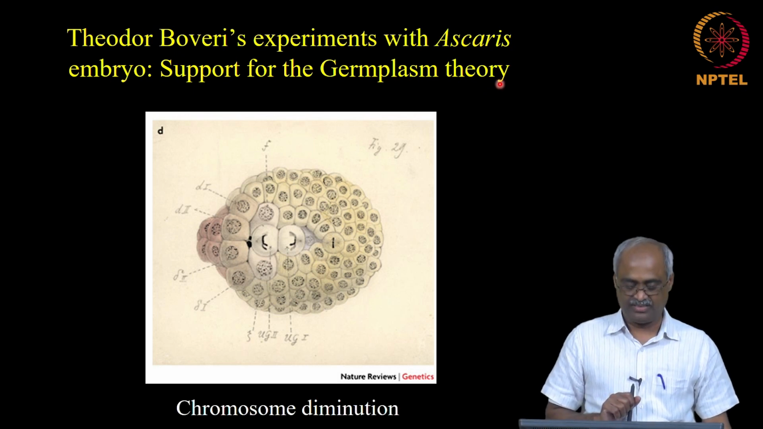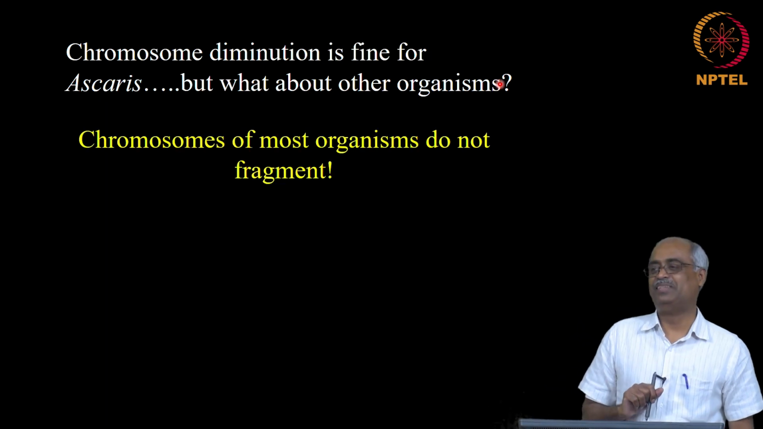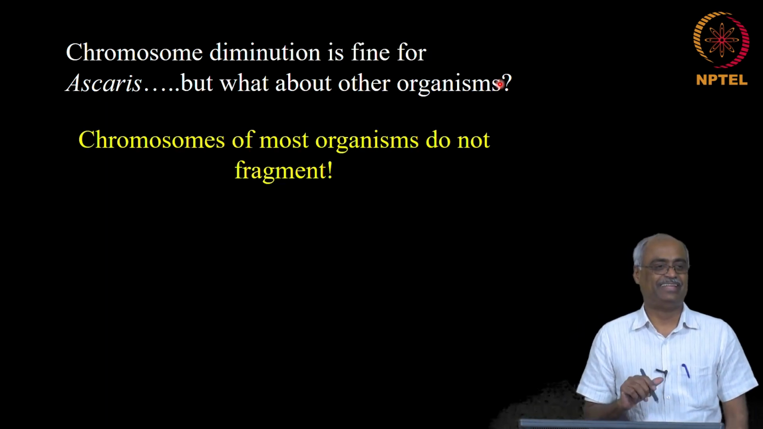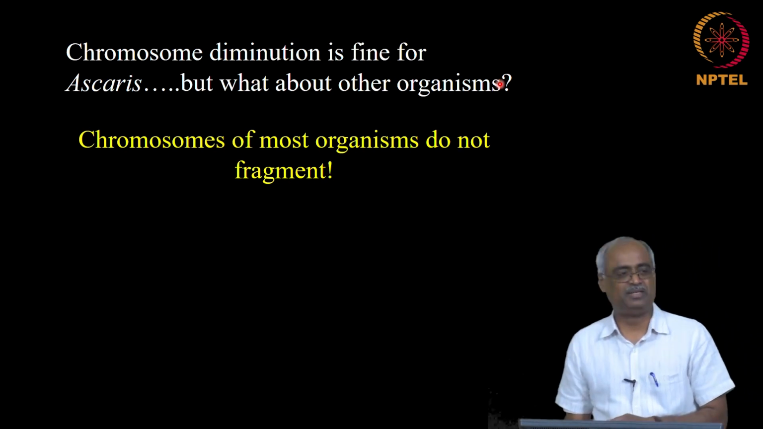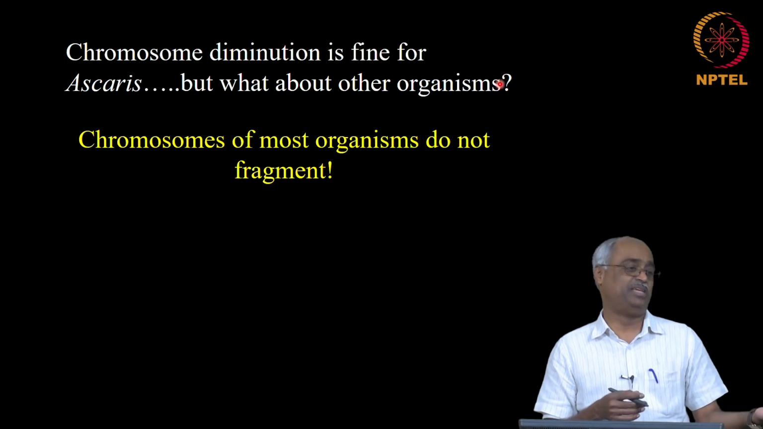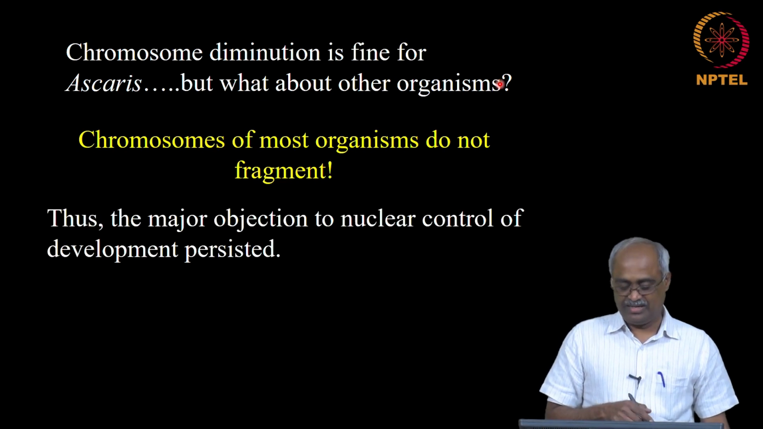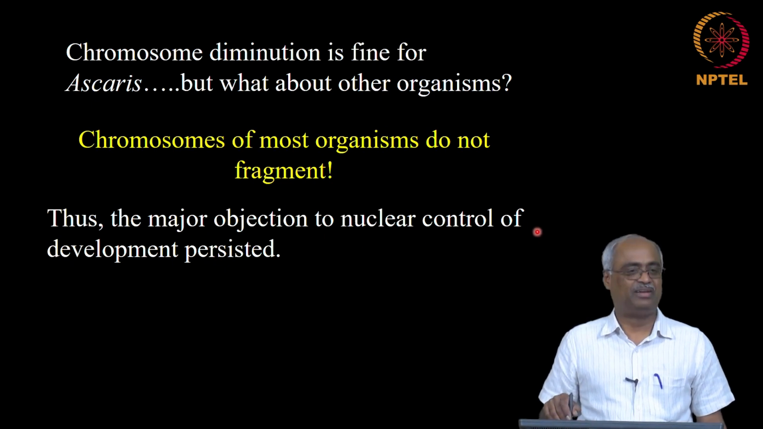So, that is Ascaris, but is this happening in every organism? This is not what happens in other organisms. That means there must be other explanations in other organisms to support germplasm theory, or germplasm theory may be wrong. Therefore, the objection to nuclear control of development persisted.